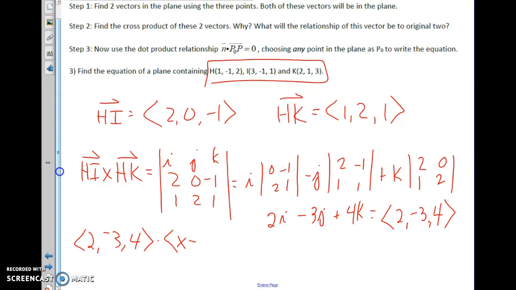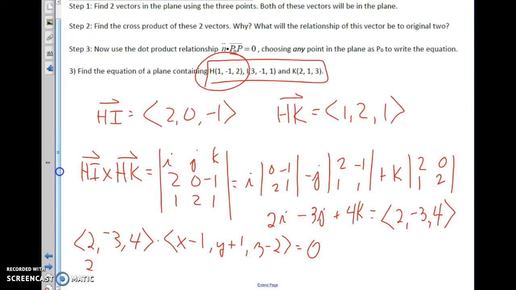So I've got 2, -3, 4. I'm going to choose x minus 1, working with H, comma y plus 1, comma z minus 2. Remember, the dot product of these two vectors: this one is in the plane, and this one, the 2, -3, 4, is orthogonal, or excuse me, normal to the plane.